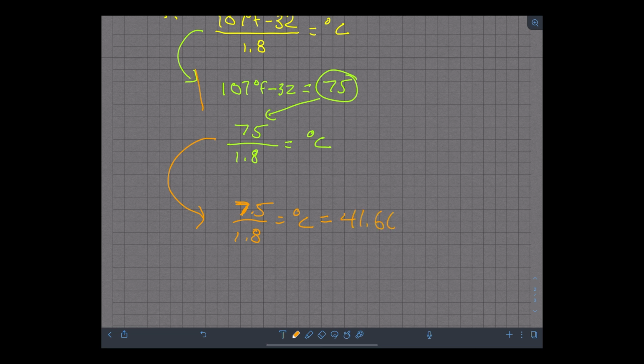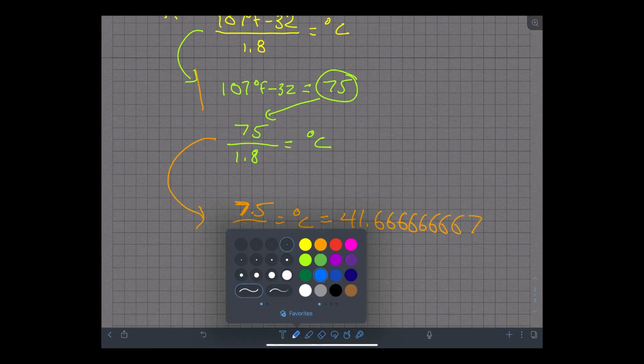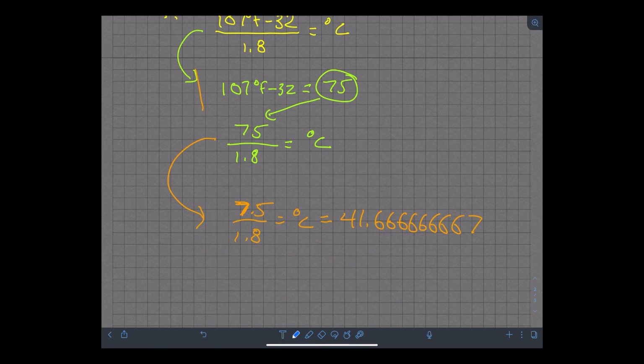41.66667, and so on. It's a repeating number. But what do we report? Well, we report however many significant figures allow us to. In this case, we don't count what we subtract or what we divide by, because they're part of the definition of the conversion. They're conversion factors. We don't count the significant figures of our conversion factor. So we identify 2 significant figures, and our answer in this case must contain 2 significant figures. The 1.8 doesn't count.